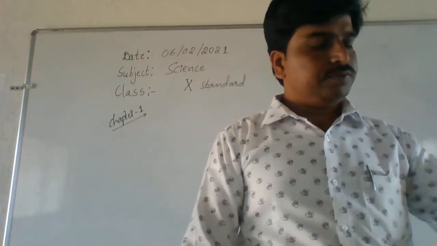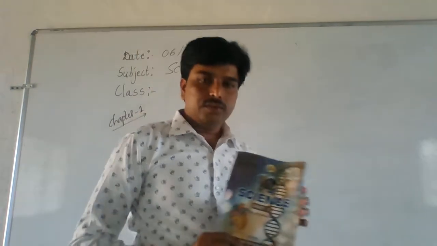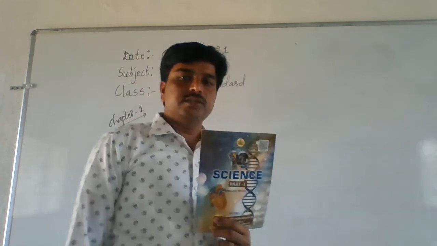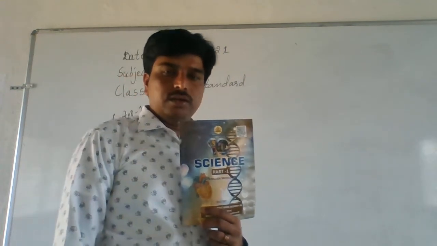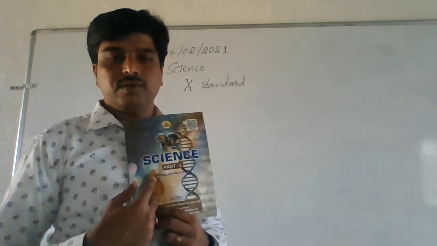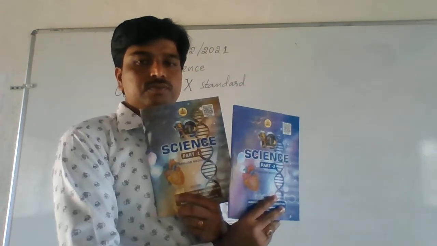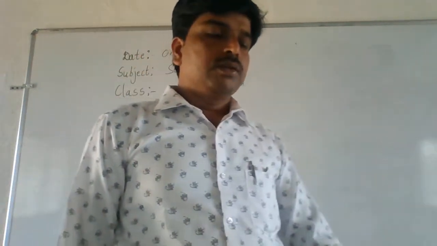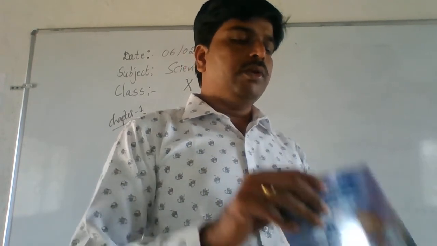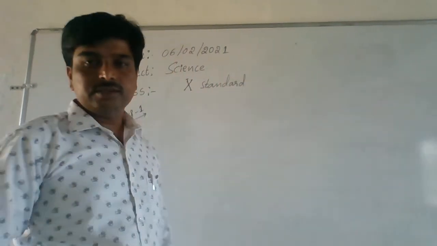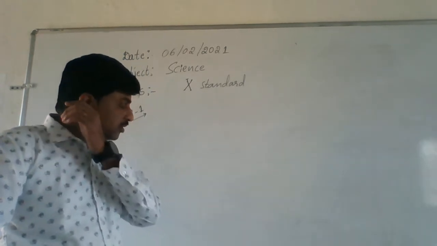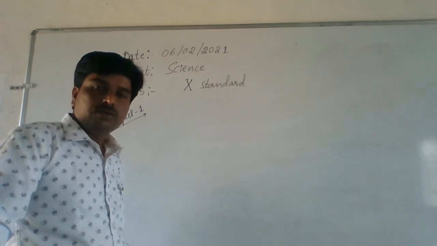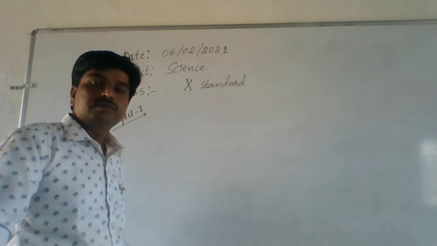Here, see students. This is your science standard textbook. The government has provided the science syllabus in two parts, for semester 1 and semester 2. Totally you have two books, part 1 and part 2. So totally you have 16 chapters in the science subject. Now you are entering the 10th standard.